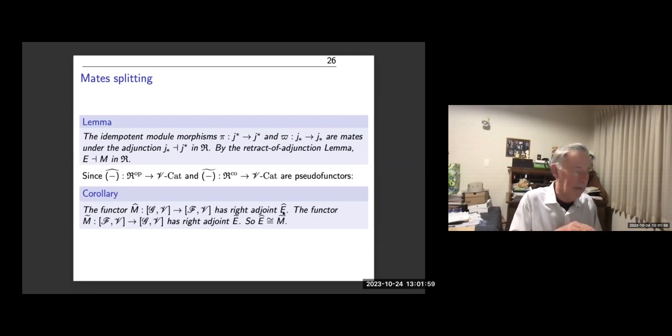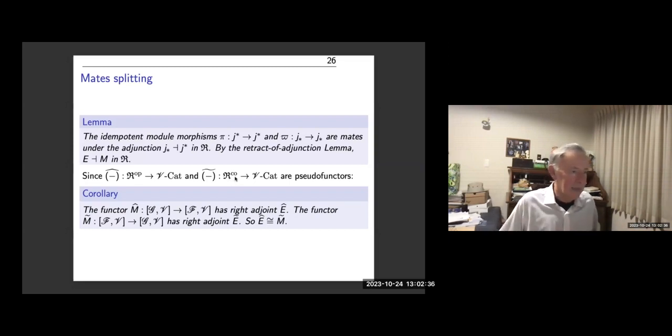So now we not only have modules each way, the E and M going each way, they're adjoint to each other. And we already know that E composed with M in one direction is the identity. So you get the corollary that, because these are pseudo functors, they take adjunctions into adjunctions. The hat reverses the direction of morphisms, and the tilde reverses the direction of two cells. That's what the co means.